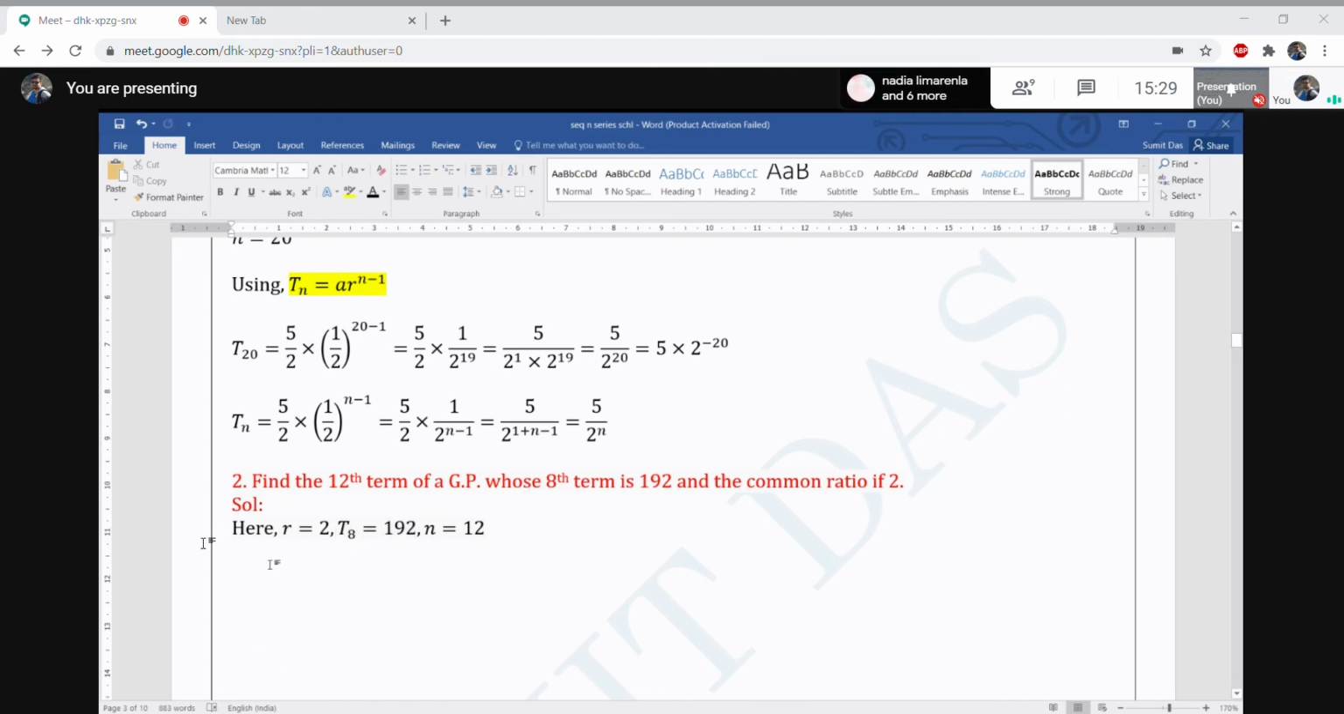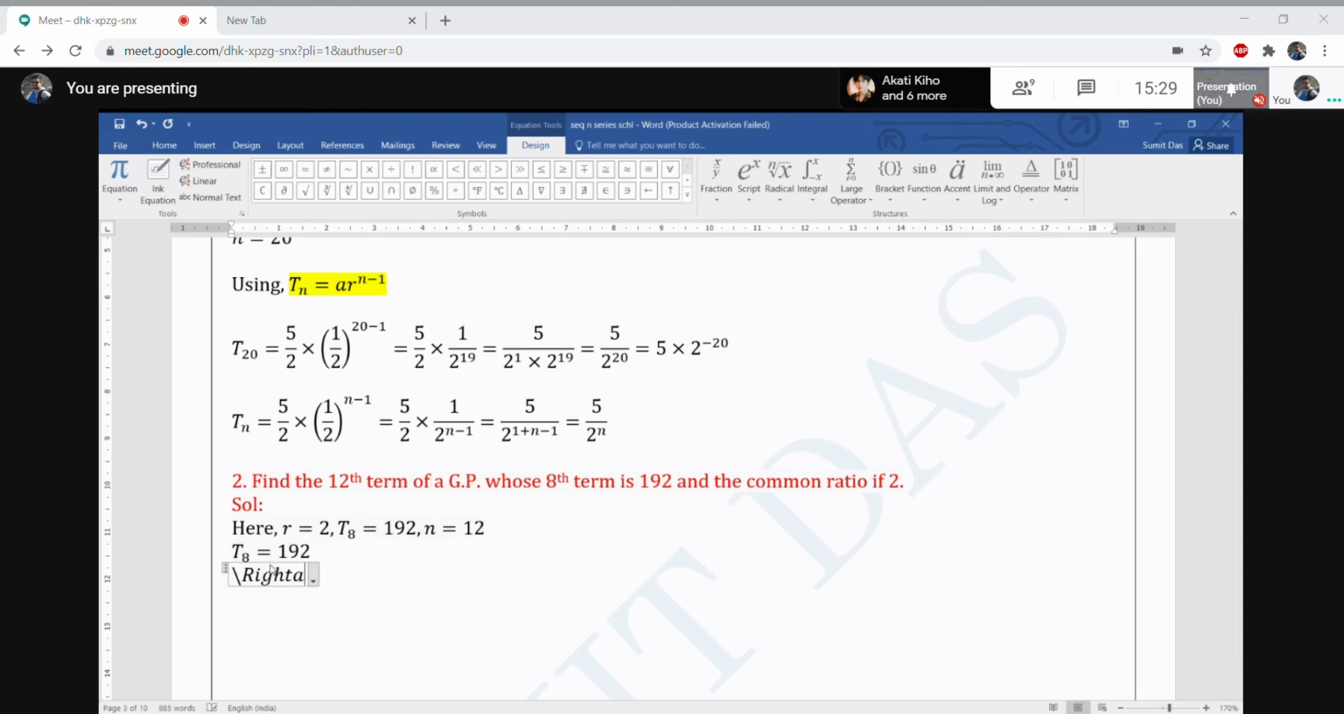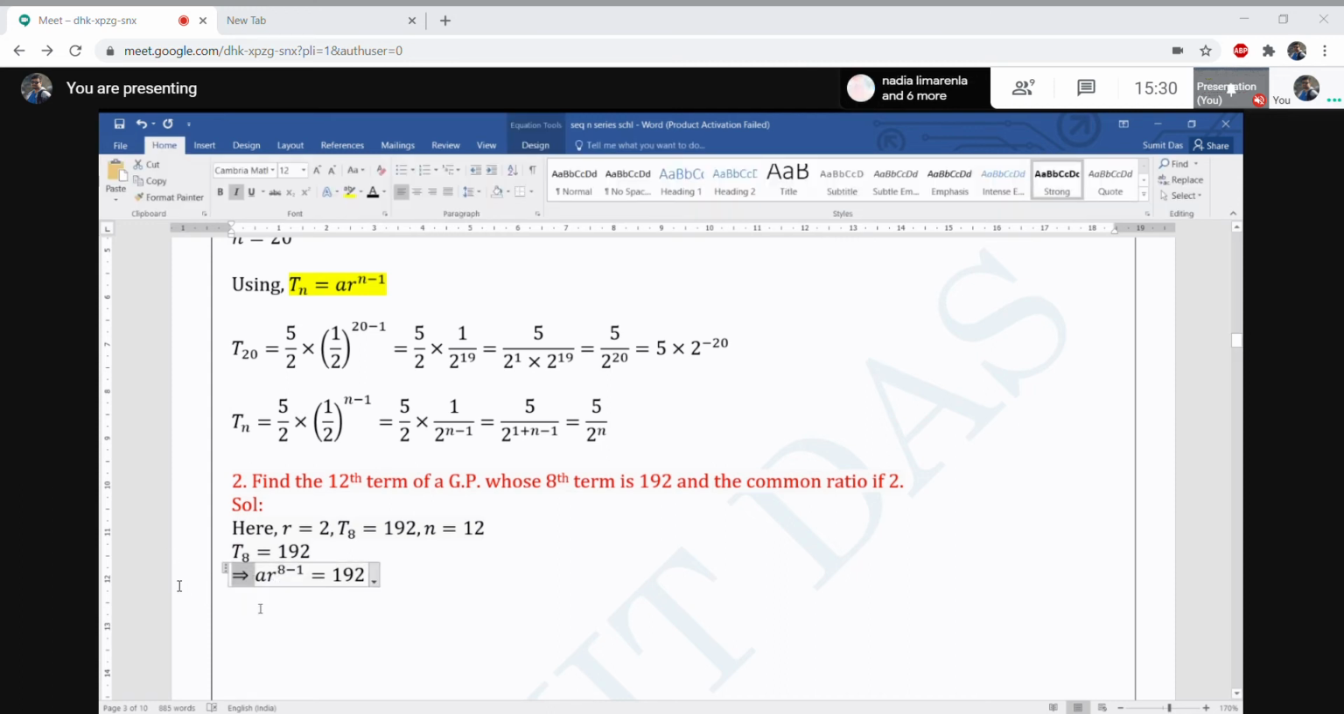You can write T8 equal to a r to the power 8 minus 1, right? The formula is a r to the power n minus 1, so here 8 minus 1. From the next line, I'll directly write a r to the power 7 whenever it is T8. T8 means a r to the power 7, T11 means a r to the power 10, and similarly T10 will be a r to the power 9. So the power will always be 1 less. And we can put the value of r.